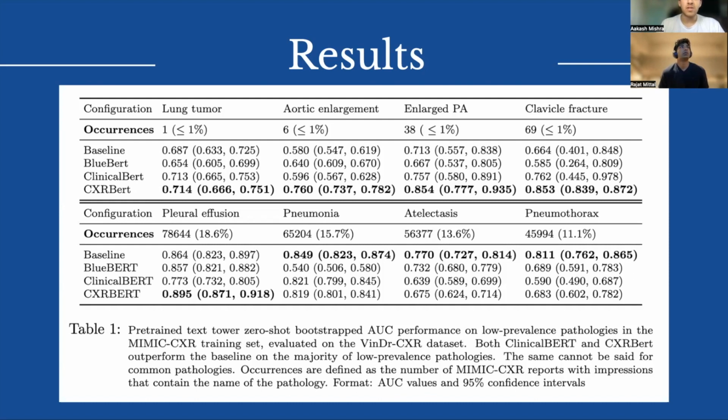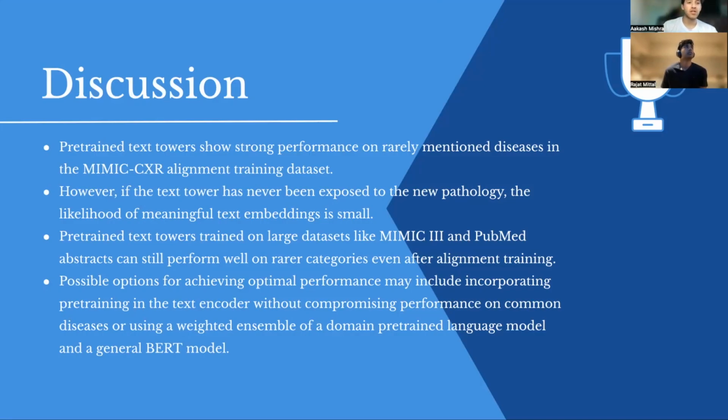Note that we defined occurrences as the number of MIMIC-CXR reports with impressions that contain the name of the pathology. As you can see here, CXR-BERT outperforms all of them on these low prevalence pathologies such as lung tumor, aortic enlargement, enlarged pulmonary artery, and clavicle fracture. But on the other side, we see that the CheXzero baseline does better with pneumonia and the other common diseases as well.